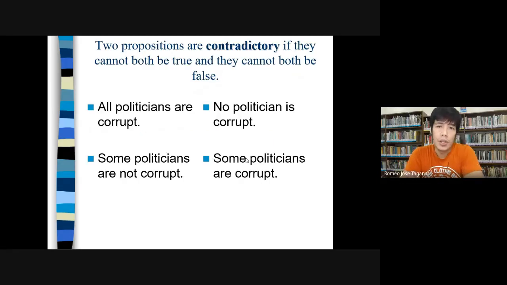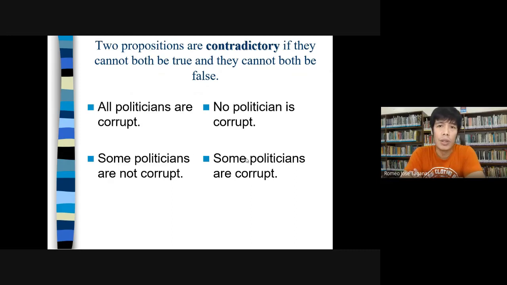Two propositions are contradictory if they cannot both be true and they cannot both be false. Ang dalawang propositions daw ay contradictory kung hindi pwedeng pareho silang tama at hindi pwedeng pareho silang mali. Nangangahulugan, pagka merong dalawang propositions na contradictory, isa ay tama, ang isa ay mali.